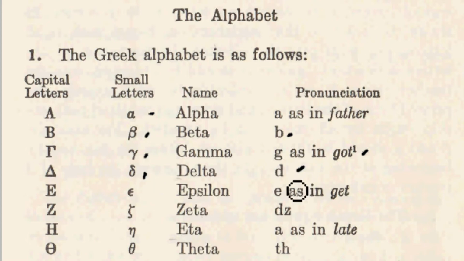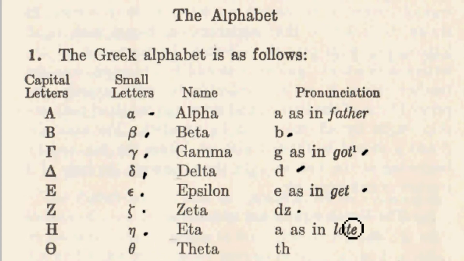Delta, the sound for D. Epsilon is kind of a short E, E as in get, the eh sound. Zeta is a somewhat unusual letter. We'll learn how to make it in a moment, but you should be aware that it makes the DZ sound.